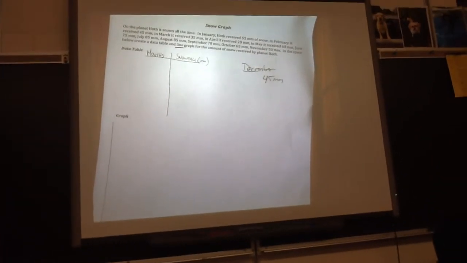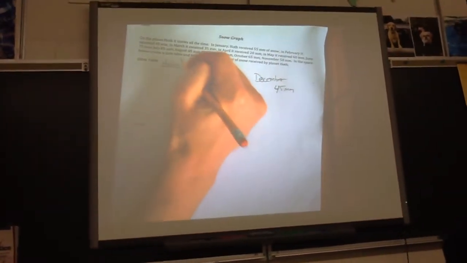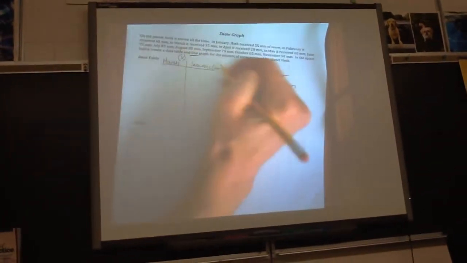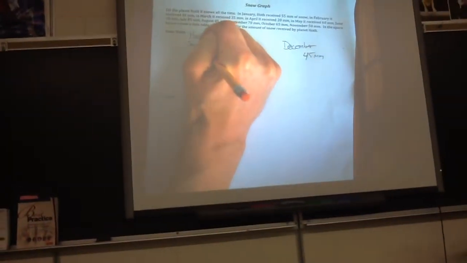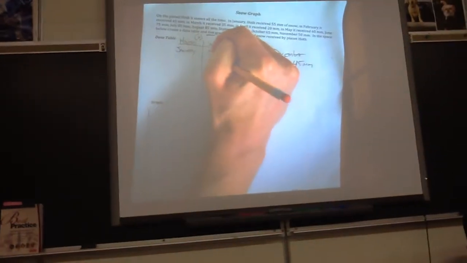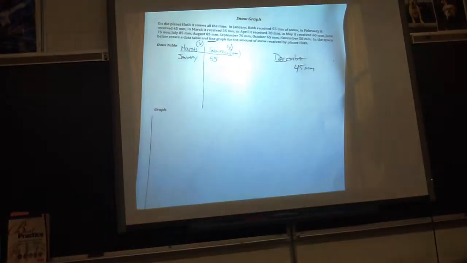Allie? Because it relates to the x and y axis on the graph. Good. So the x, this is the y. And then of course, I would just go ahead and write out, like January, what was it, 55? Yeah. 55. Okay. Now moving down to the graph.